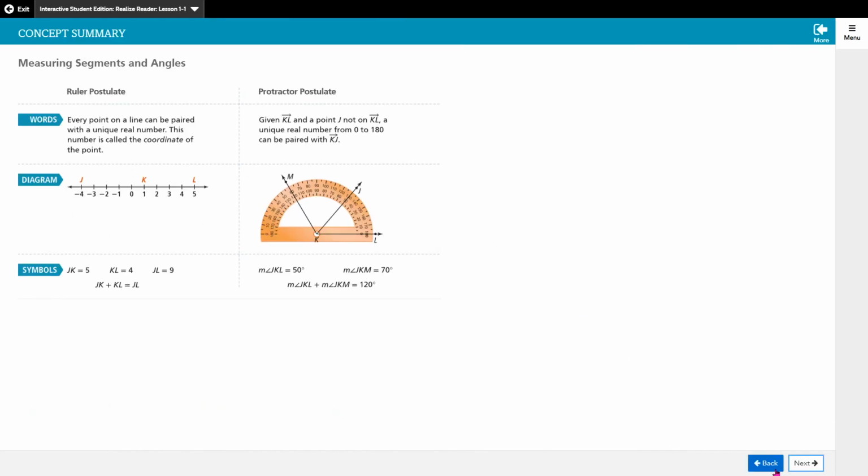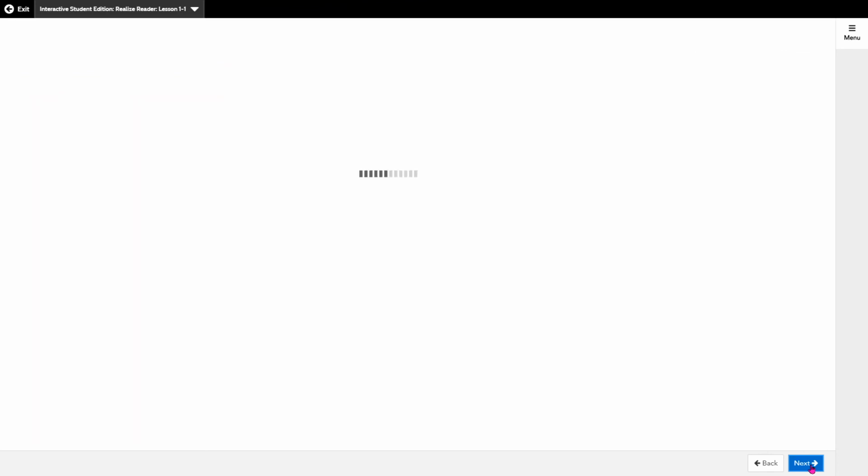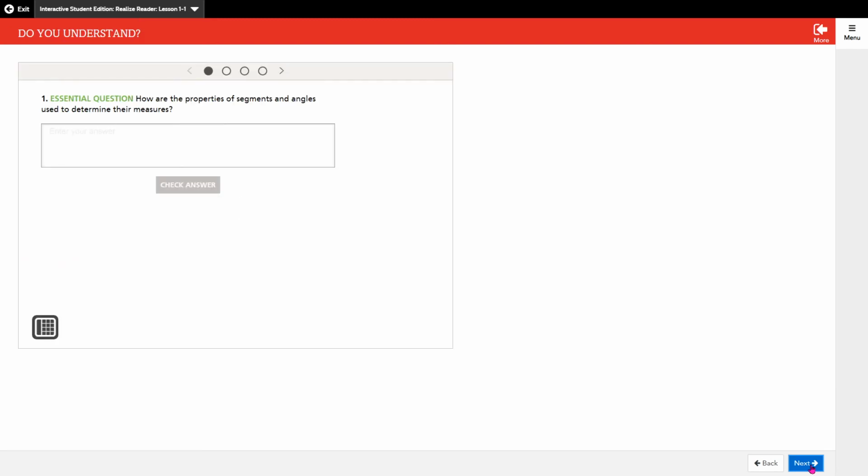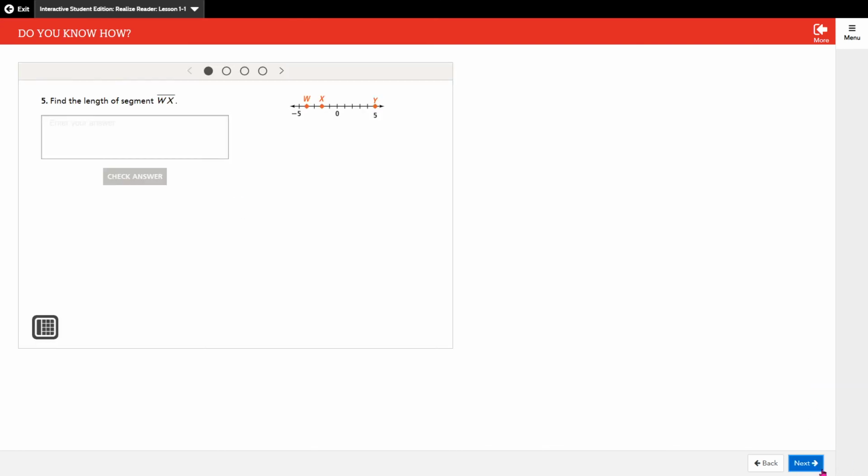I need you to go through all these examples. Go through them before you ask me questions, and I will be going over this in class. All right, essential question: how are the properties of segments and angles used to determine their measures? Oh, geez. Yeah. Do your best on that one.